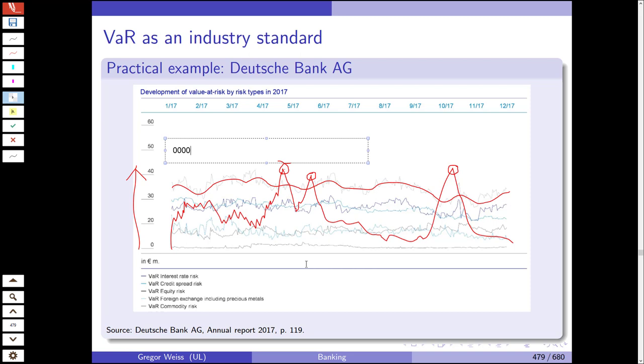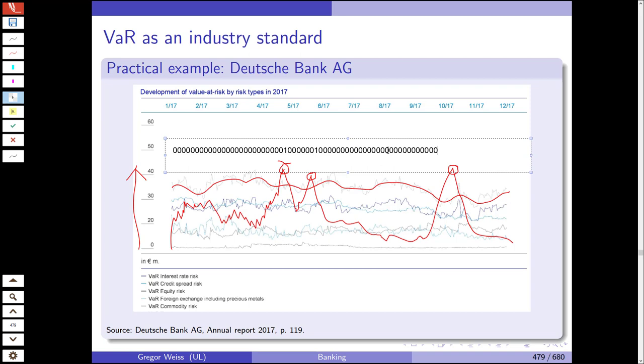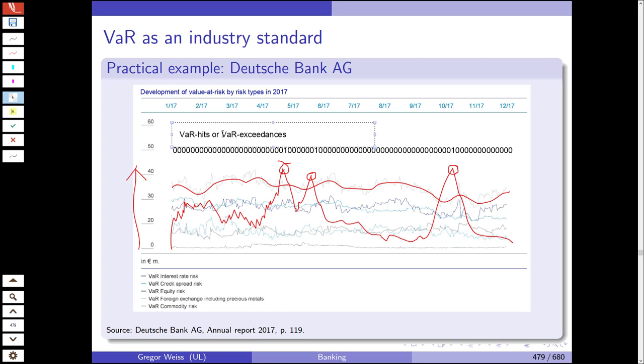Okay. Now, this would also mean that we could write it as a sequence of zeros and ones. This would look like this. Let me just compile this. Okay. And this is the sequence of so-called VaR hits or VaR exceedances that you need to check.